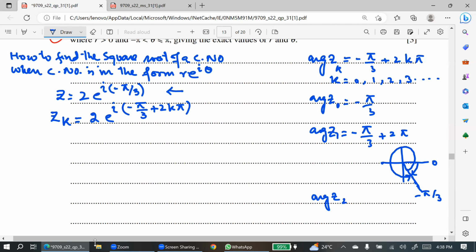Now argument of z2 is equal to minus pi by 3 plus 4 pi. 4 pi means 2 pi, 2 times. That is, one rotation is this, the second rotation is this. So you can see that the angle is again at the same point. There is no difference in the argument. If we add 2k pi to any angle, it remains the same.